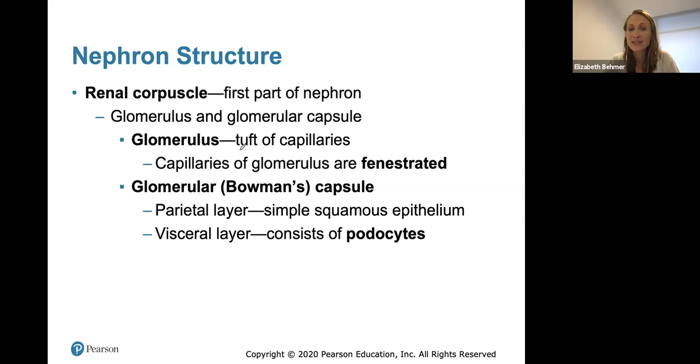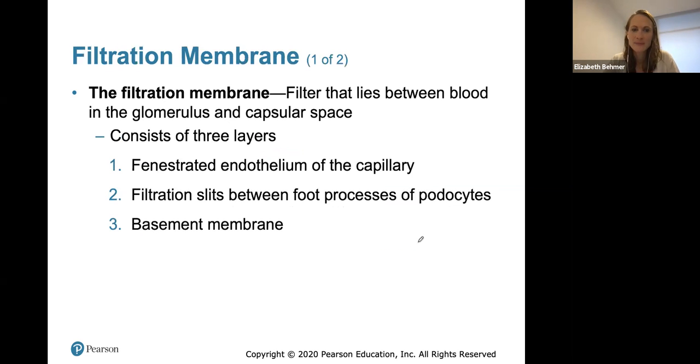The glomerulus is the tuft of capillaries, and the capillaries are fenestrated to allow substances to pass through. And then the glomerular or Bowman's capsule has a parietal and visceral layer. The parietal layer is simple squamous epithelium, and the visceral layer that actually surrounds the capillaries consists of podocytes, and we'll look at what those are.